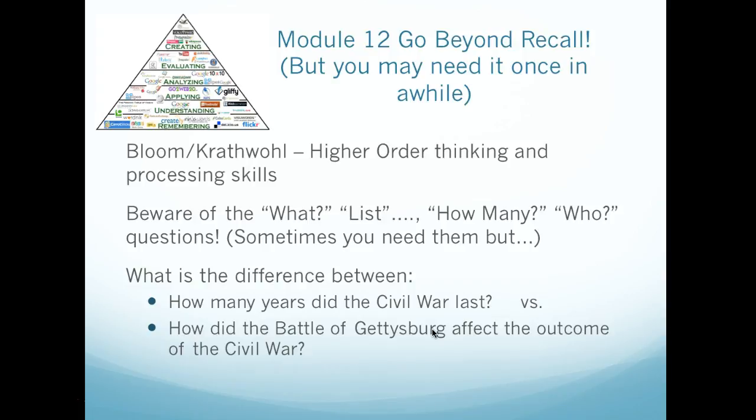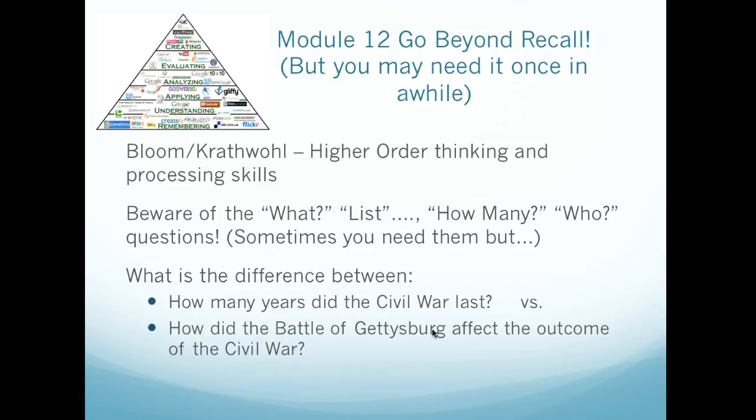How many years did the Civil War last? Well, I could say 5. I'm not sure if that's right. How did the Battle of Gettysburg affect the outcome of the Civil War? That requires higher level thinking. It also requires a completely different type of response. The first one is not only short answer, but it's a one number response, which requires only that somebody can recall the fact. Is that important? Does it show you that they understand anything about the Civil War other than how many years it lasted?